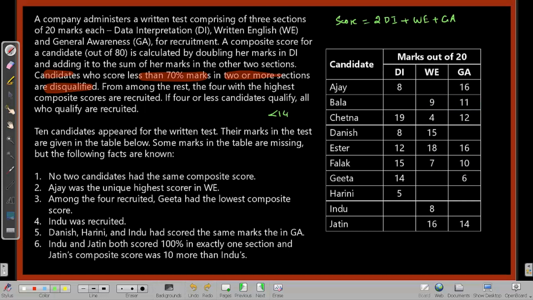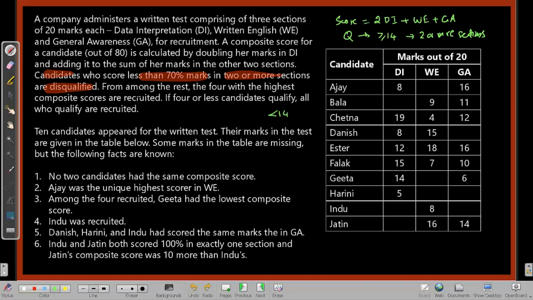So it would be better to think of who are the people who will be qualified. The people who will be qualified are the ones who get a score of at least 14 in 2 or more sections. So you can see Jatin is qualified there, and Esther is qualified there, and some people we know are already qualified. For example, Ajay: it depends upon this particular score in WE for him to qualify. Harini, it depends upon these 2 scores. In Indu's case, it depends upon these 2 scores whether or not Indu would qualify.